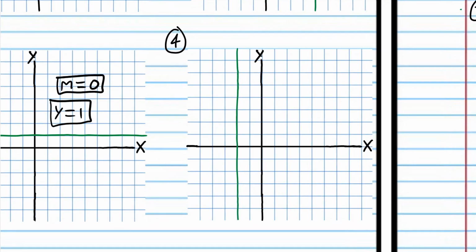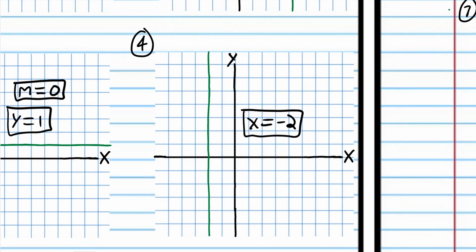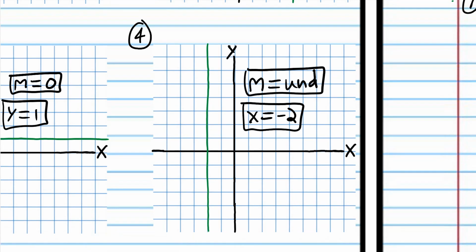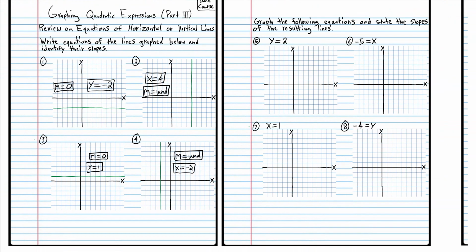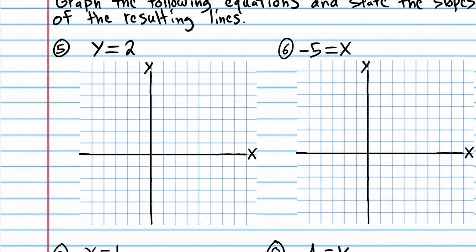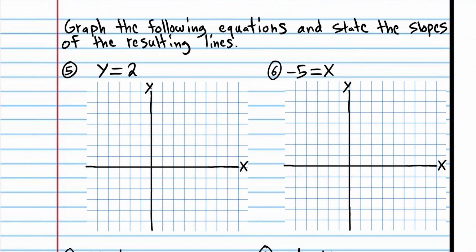All right, we're back. So this is a vertical line, so the equation is x equals -2. And the slope is undefined. So if you got those answers, good job. Okay, so now we're going backwards. Now we're given the equation of the line, and we're told to graph the line.